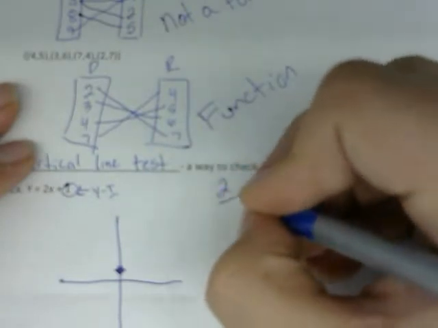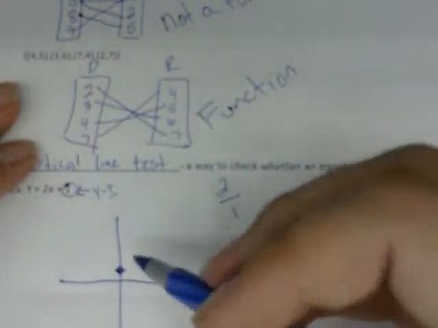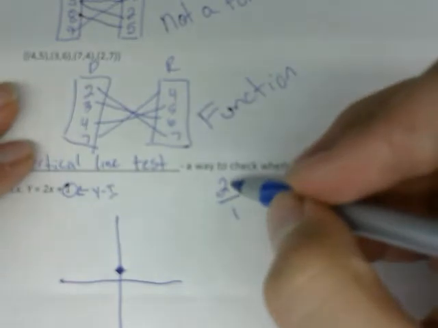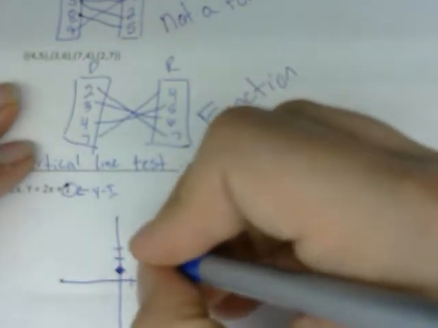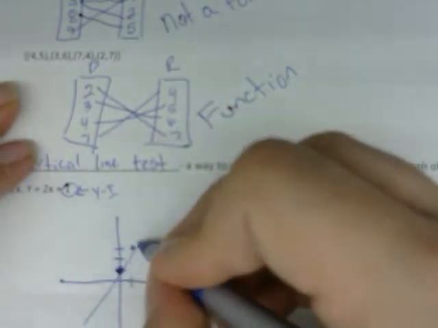All right. So at 1, since this is a positive 1, it crosses at 1. My slope being 2 over 1. Okay, so that means we're going to go up 2 and over 1. So we're going to go up 1, 2 over 1. Okay, so this creates a line.